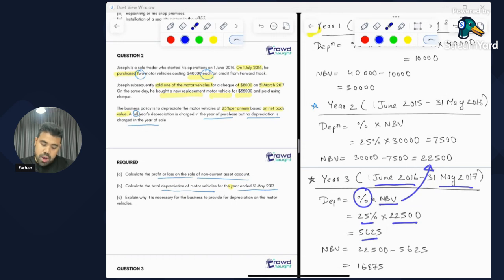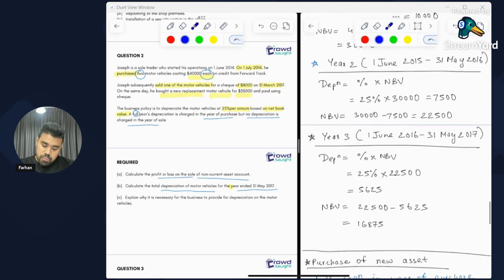Okay? All right. So the net book value that we will have at the end of year three is 22,500, which is the net book value that we had at end of year two, minus 5,625, which is the depreciation expense that we had incurred for year three, and that leaves us with a net book value of 16,875 at 31 May 2017 for this machine or for this motor vehicle that was still left. I may have used the words motor vehicles and machine interchangeably, but you get the idea. So I'm talking about that one group of assets which we are working with in this question.